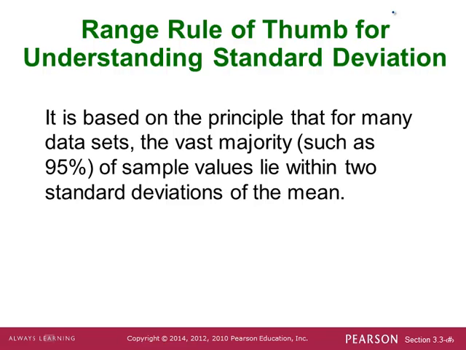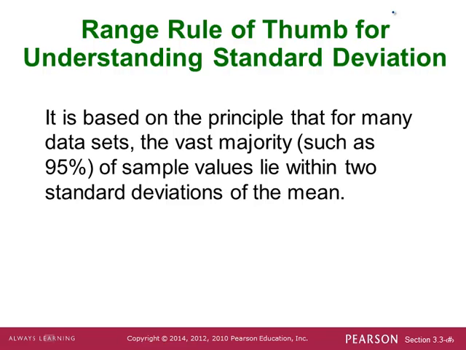So now you know how to calculate standard deviation by hand and using your calculator. Now, there's an important relationship between range and standard deviation. It's based on the idea that for any set of numbers, and the larger the set the more applicable this is, about 95% of the numbers in a data set will lie within about 2 standard deviations of the mean.